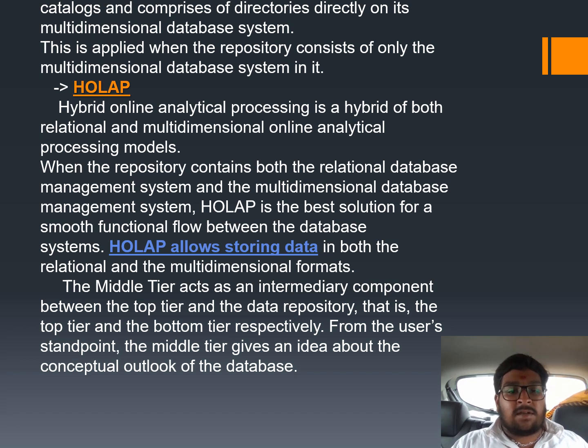HOLAP, which is also known as Hybrid Online Analytical Processing, is a hybrid of both relational and multidimensional online analytical processing models. When the repository contains both the relational database management system and the multidimensional database management system, HOLAP is the best solution for a smooth functional flow between the database systems. HOLAP allows storing data in both the relational and multidimensional formats.